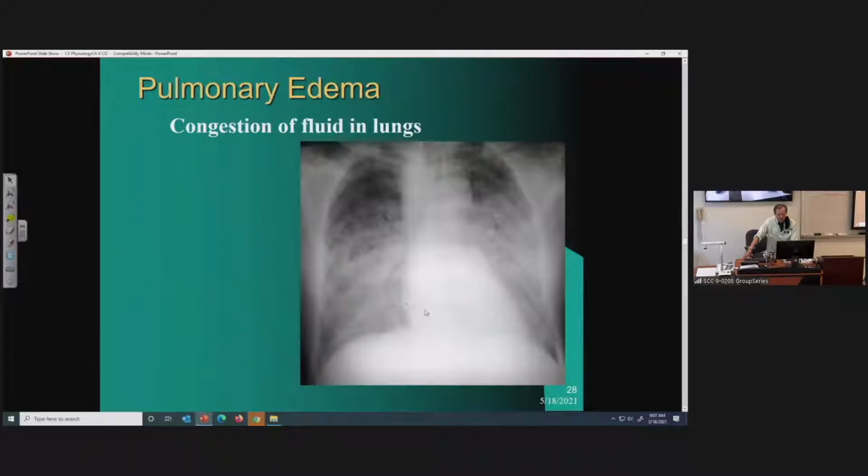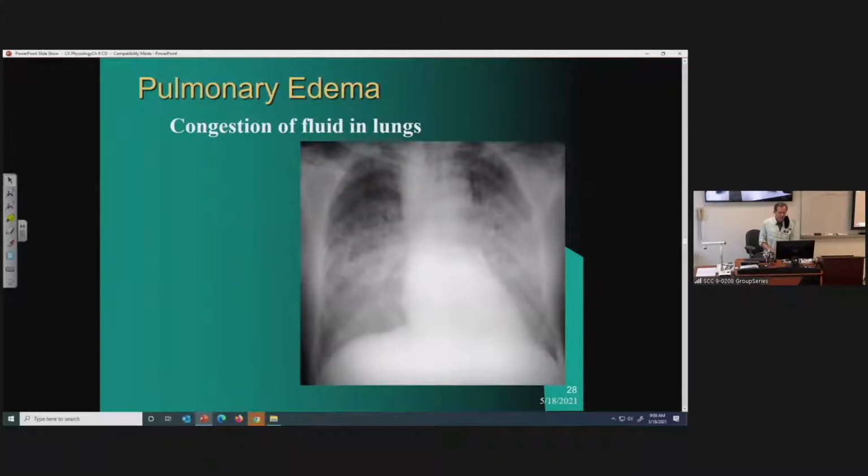So let's back up. Let me take my little measurement here. If I take this, the diameter of the heart, it should be less than half of the diameter of the chest. And if it's greater than that, that's called cardiomegaly, or a large heart, the dilated heart. So this one's right at about half. So it's getting on the edge of being too big.